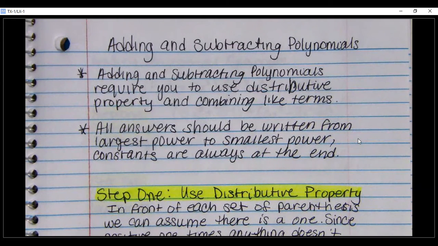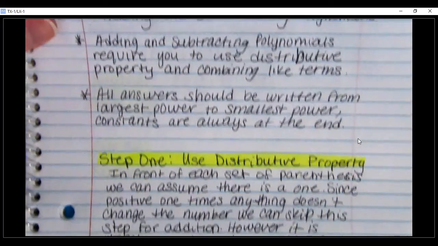Another thing that you need to know is that all answers should be written from the largest power to the smallest power. That means constants, or numbers without a variable with it, are always at the end. Now I did these notes a little bit differently. I wrote out the steps and then we'll go through some examples because the steps are about the same.